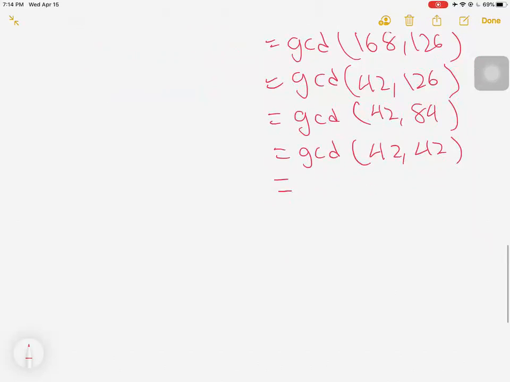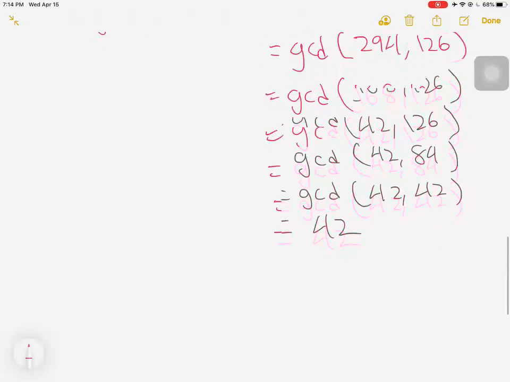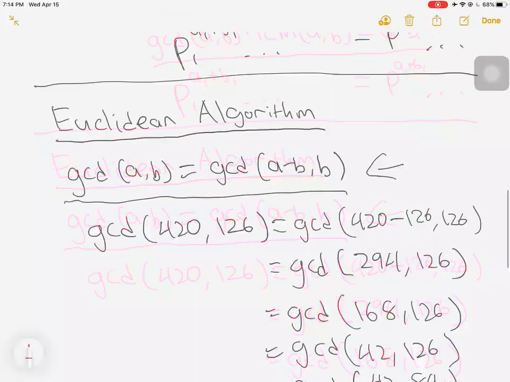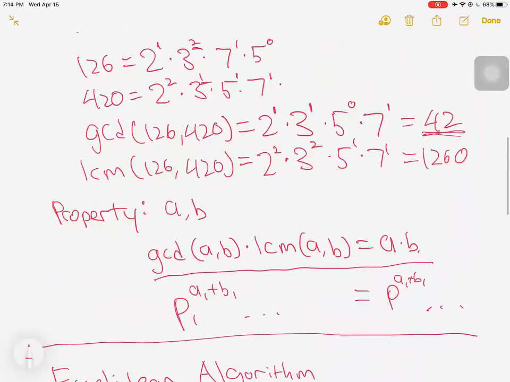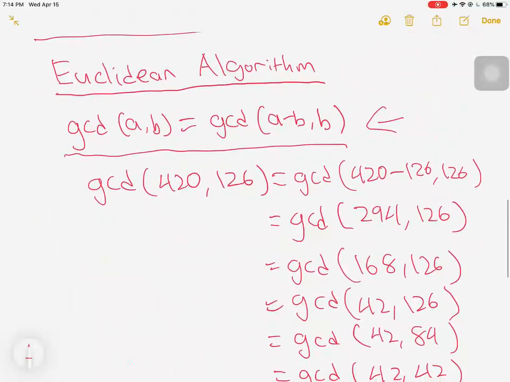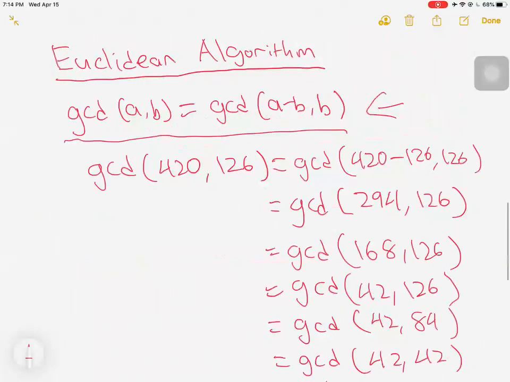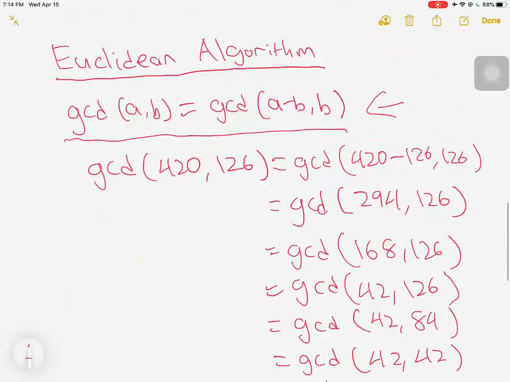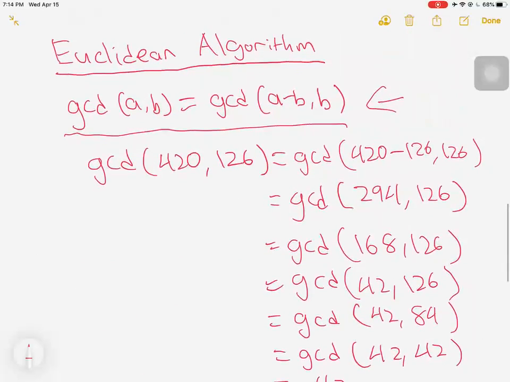This simply evaluates to 42 because the GCD of two of the same numbers is just the same exact number. So as you can see, we got the same answer as we did above, except this time we don't have to prime factorize everything. We just perform a couple of subtractions. This is probably the most useful for MATHCOUNTS and AMC. You can use it to double check and stuff.